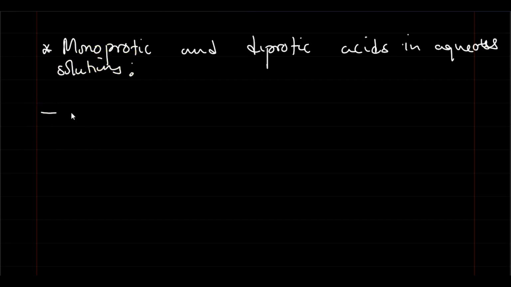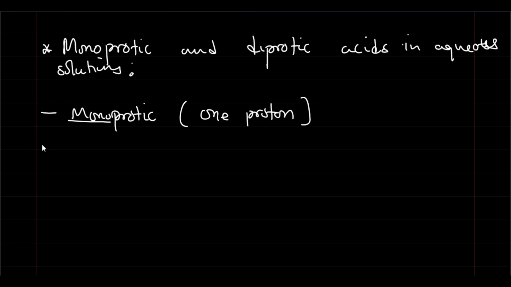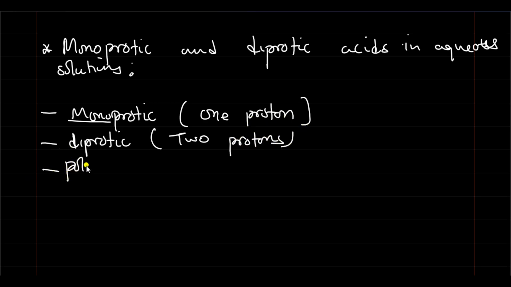First things first, what is a monoprotic? Mono means 1, so it means 1 proton. Mono, 1 proton. And then there's diprotic. Di means 2, so it means 2 protons. Okay, what about polyprotic?